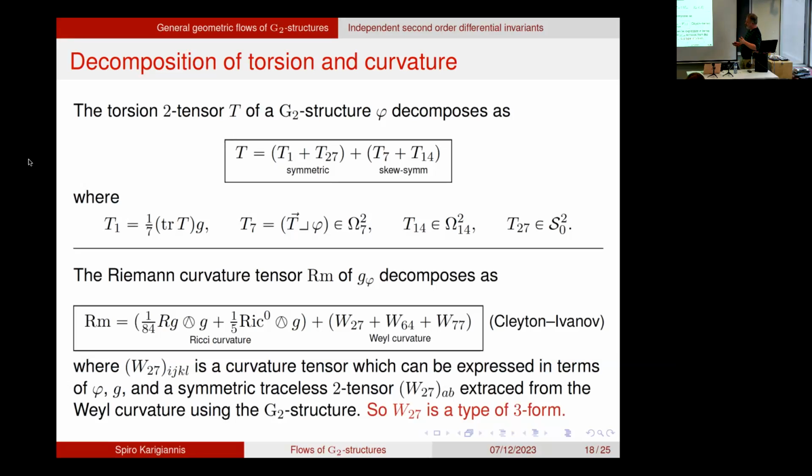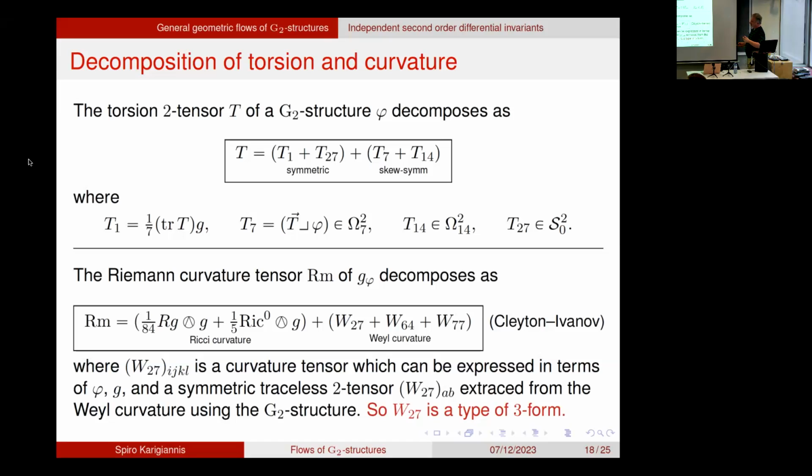And these are the pointwise dimensions of these tensors. They're sections of bundles of this rank. This was due to Clayton and Ivanhoe. So the important thing to take from this is that this part of the Weyl curvature is a traceless symmetric 2 tensor. There's only one irreducible G2 representation of dimension 27, and it's the symmetric traceless 2 tensors.